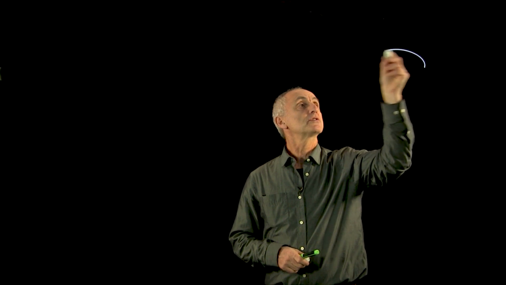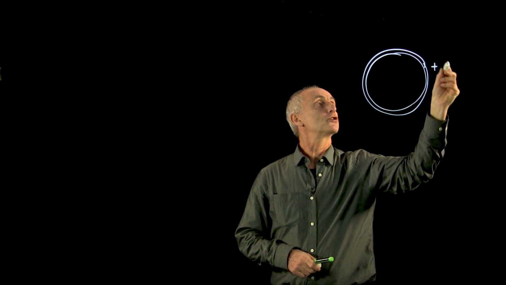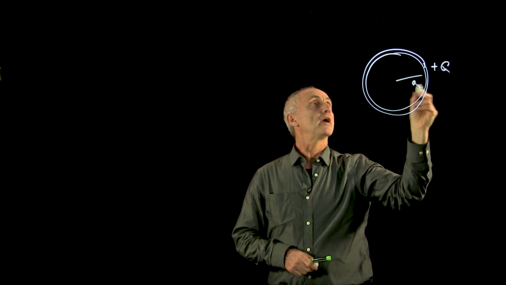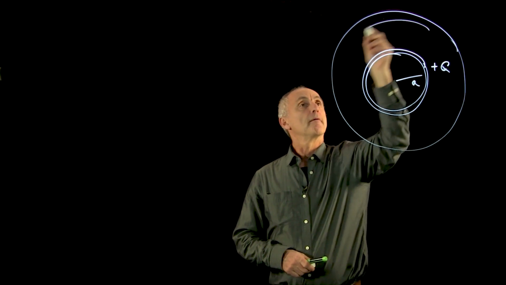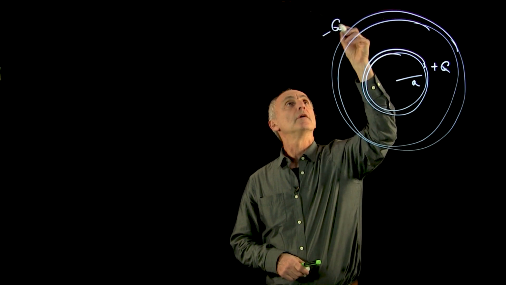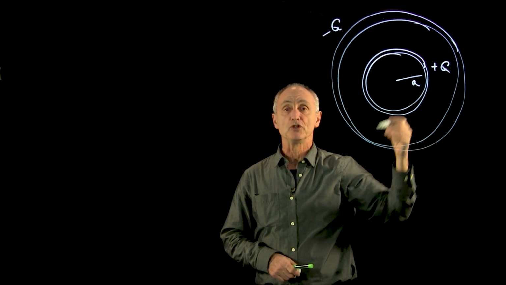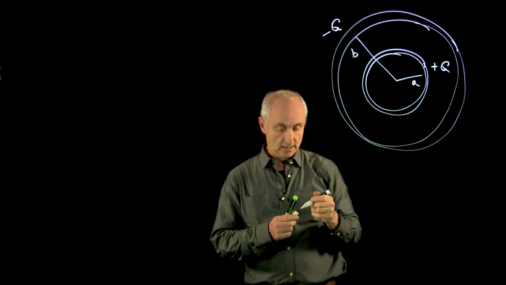Now let's consider another potential difference for one of our symmetric charge distributions. Let's take a very thin spherical shell of charge plus q and radius a. And let's take an outer shell with a charge minus q. Both of these charges are spread uniformly over these shells, and that's a radius b.